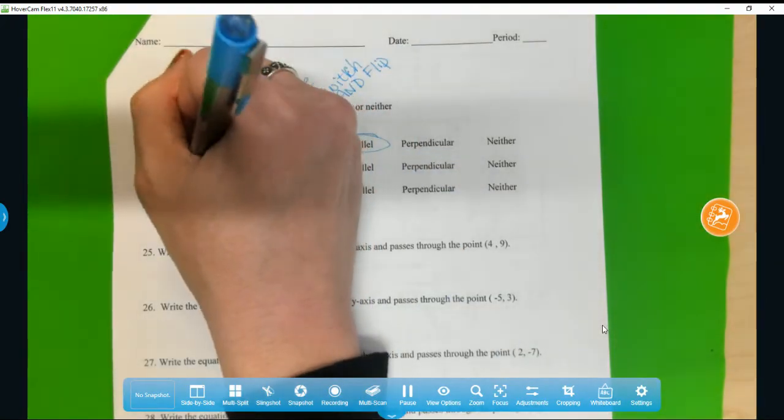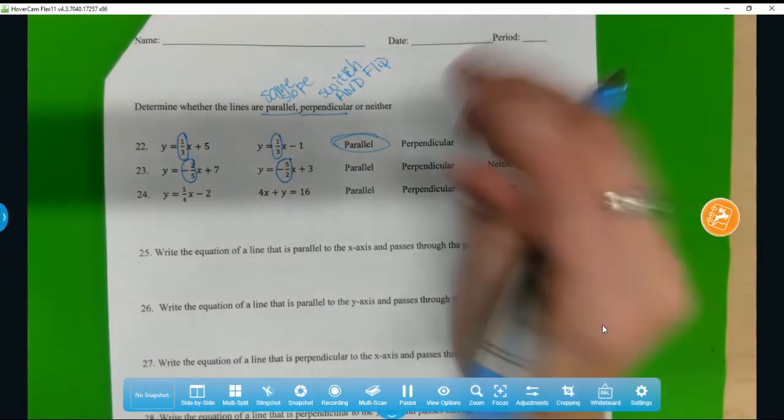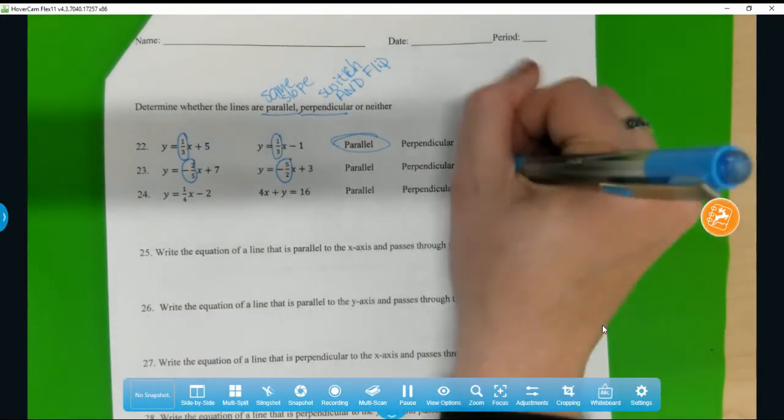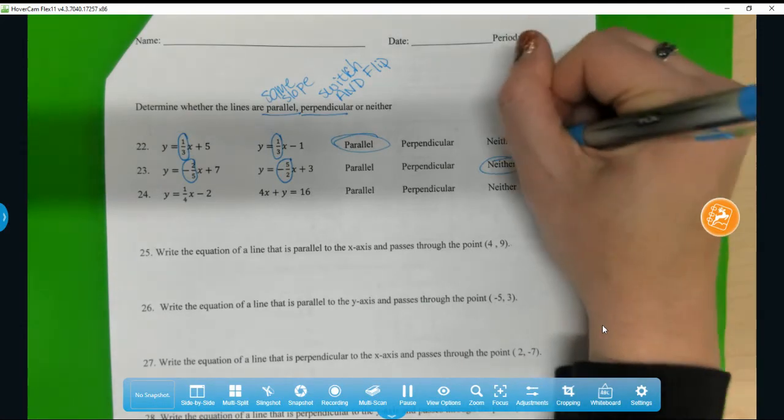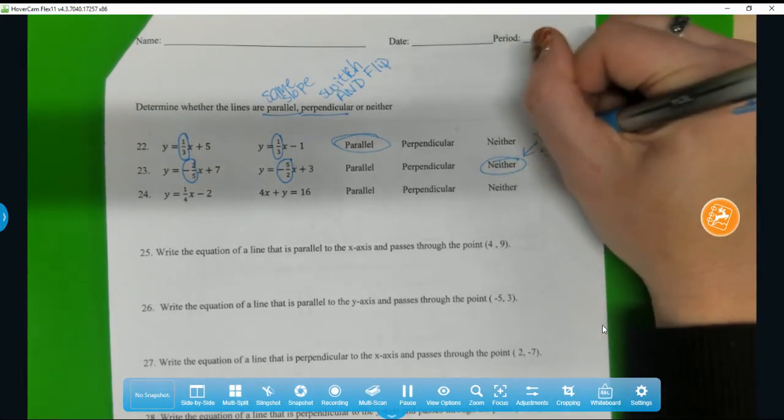Here we have negative 2 over 5, and we have negative 5 over 2. So they flipped, but they didn't switch, so it's neither. Okay, because they did not switch signs.